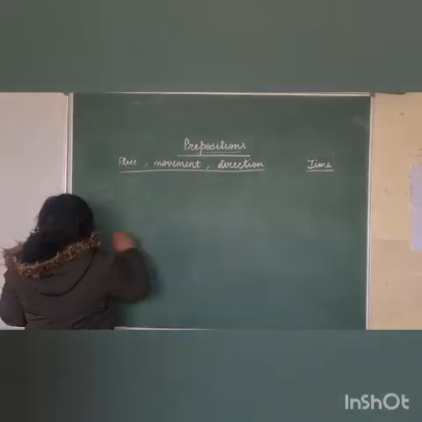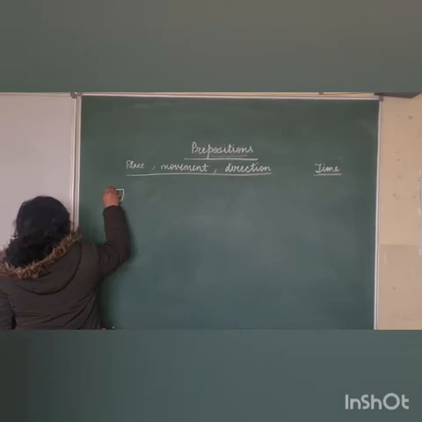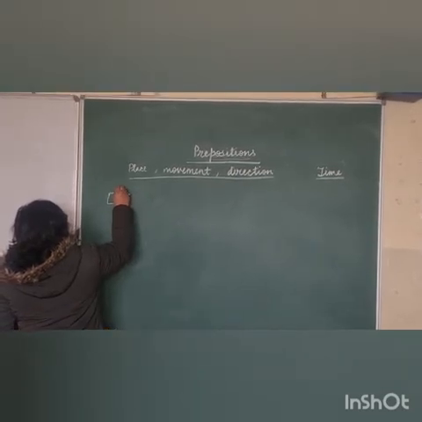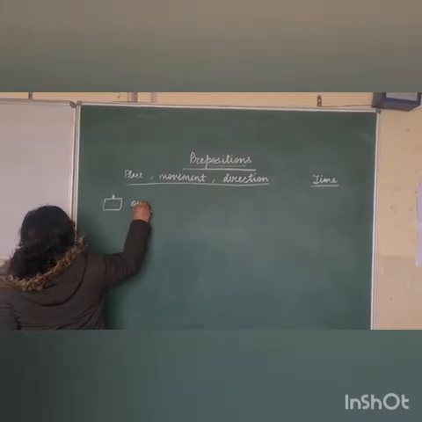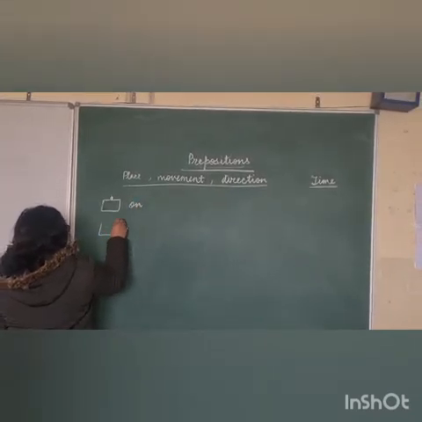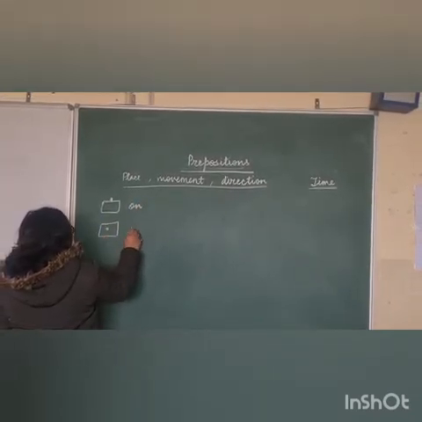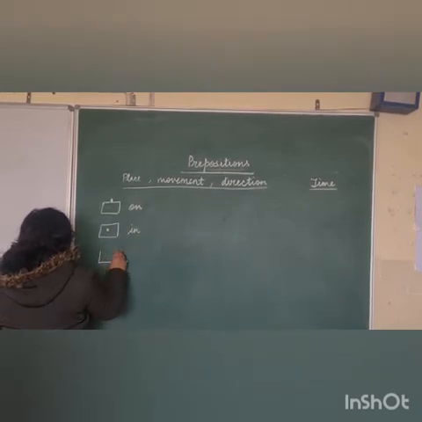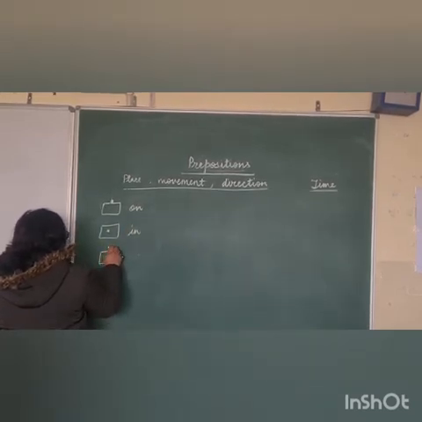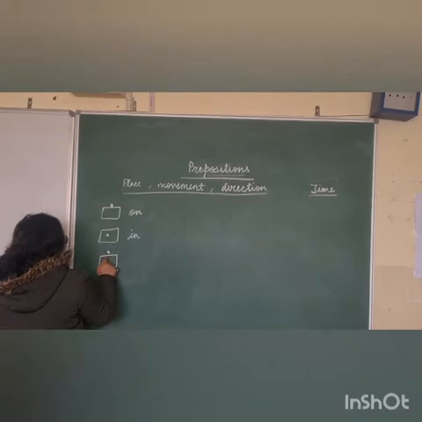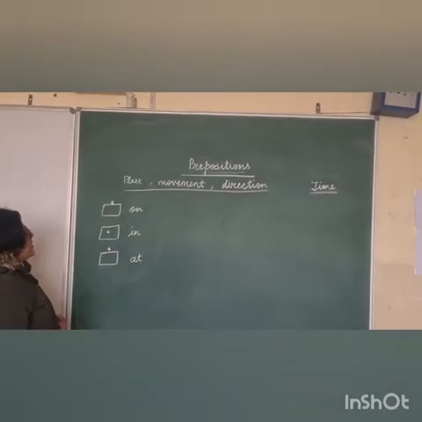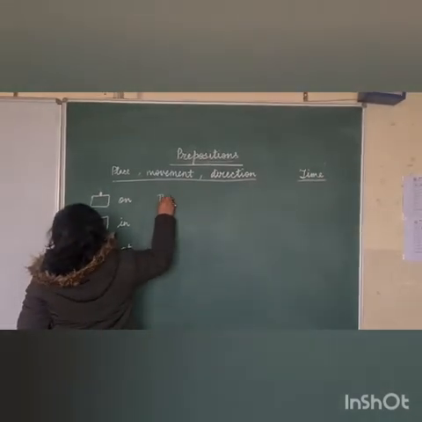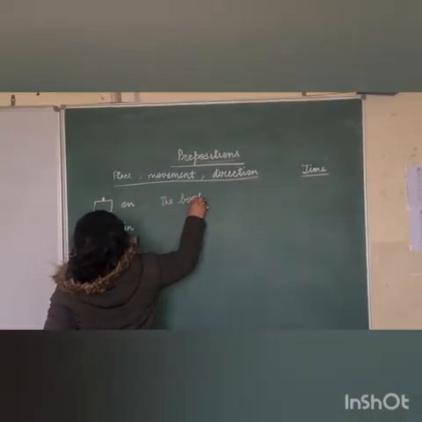First of all, place. If something is placed on another thing and it touches the surface, it is known as on. If it is inside, we use in, and if it is on the surface but does not touch it, then we use at. We can see an example. The book is on the table.